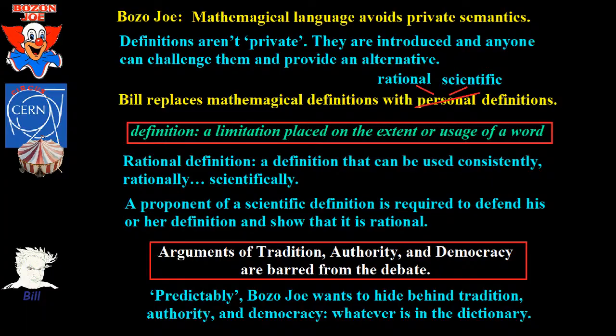A proponent of the scientific definition is required to defend his or her definition and show that it is rational. And you can't use any of these. Tradition, arguments of tradition, authority, or democracy. You can't say, well, everybody at the math club voted for it. Or that I got it from my teacher and he's an authority, he's got a Nobel Prize. Or this is the way we've always done it, it's in the dictionary and blah, blah, blah. You can't use any of those arguments. You have to defend your theory with something other than tradition, authority, or democracy.